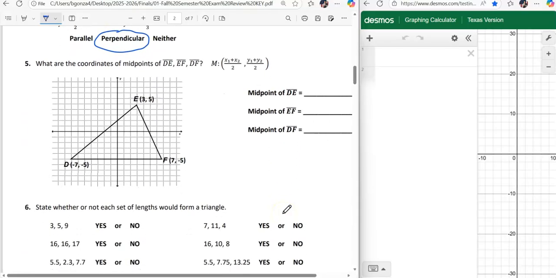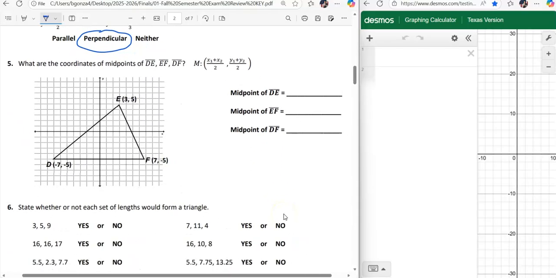Cool. Now, number 5, what are the coordinates of midpoints? Okay. Now, I'll tell you how to hack this thing. Okay, negative 7 to 3. Okay, if you count that horizontal change, 1, 2, 3, 4, 5, 6, 7, 8, 9, 10. This is a horizontal change of 10. So what's half of 10? Oh, 1, 2, 3, 4, 5. Go halfway exactly, straight to the line. Boom! The midpoint of DE is negative 2 comma 0.